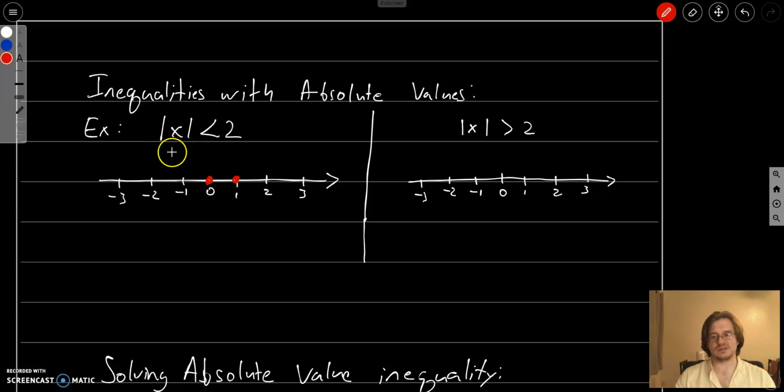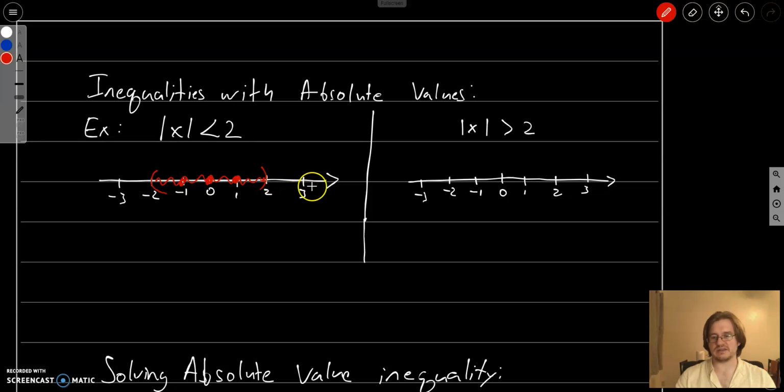Negative 1 is a solution. If I plug negative 1 in, the absolute value of negative 1 is positive 1, and positive 1 is less than 2. So that's also a solution. Negative 2 is not a solution because if I plug a negative 2 in here, the absolute value of negative 2 is equal to 2. So 2 is not less than 2. And you can begin to see that our solutions are going to be anything in this region here.